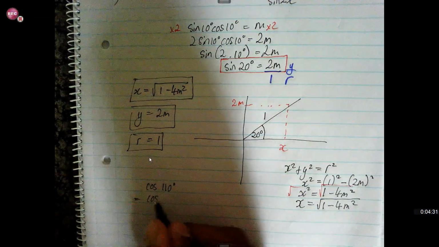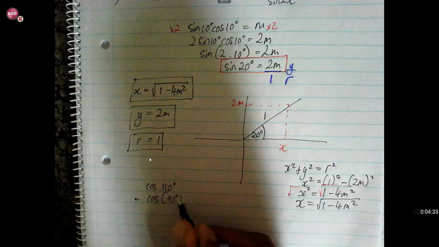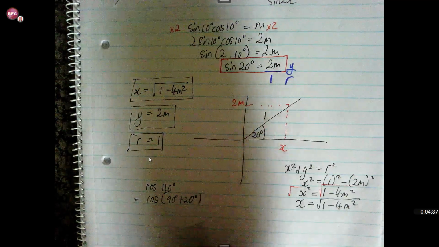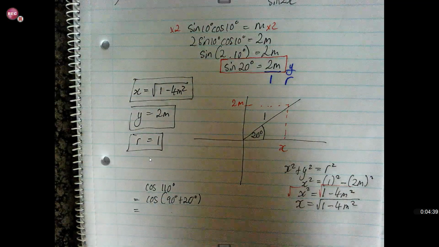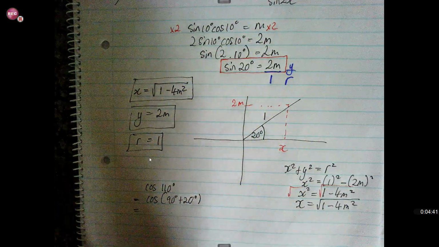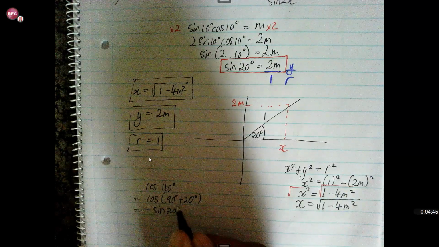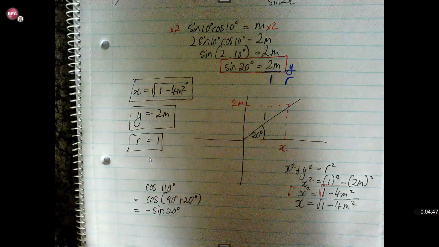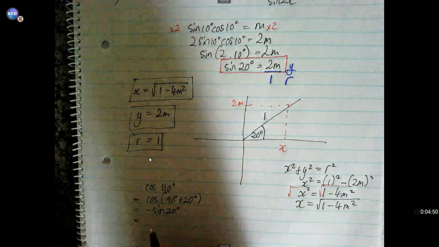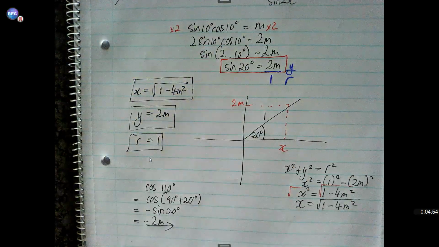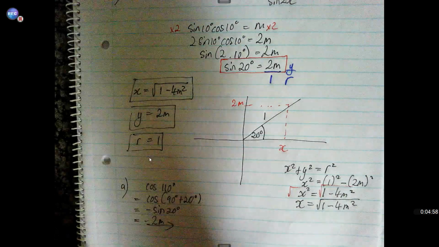So it's going to be cos(90 + 20) degrees. And we know that cos(90 + 20) is going to give us what? It's going to give us negative sine 20 degrees. So what is sine 20 degrees? It is 2m. So meaning that our value is going to be minus 2m, right? Then from there, so this is A.